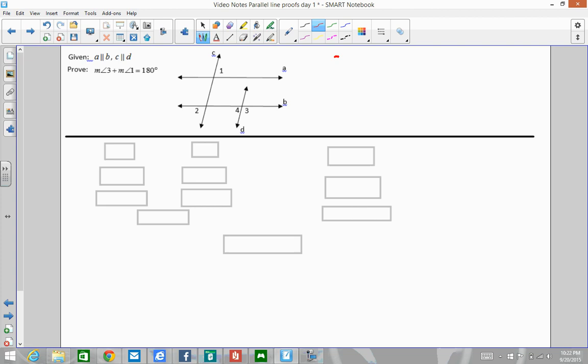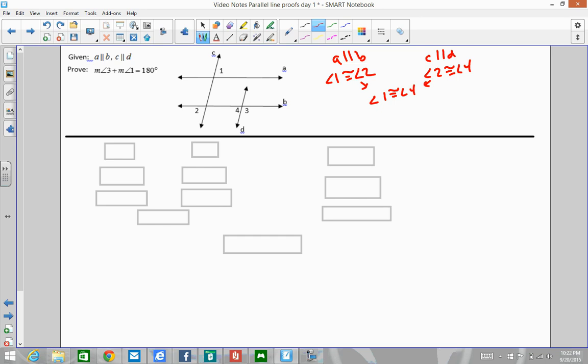So if I look at my information, I got A is parallel to B. So if A and B are parallel, I know angle 1 is congruent to angle 2. And I've got C is parallel to D. Then angle 2 is congruent to angle 4. And I can already see a connection here. So if I've got those two, then I can say angle 1 is congruent to angle 4. That's a little transitive property going on already right there, so I can see that.